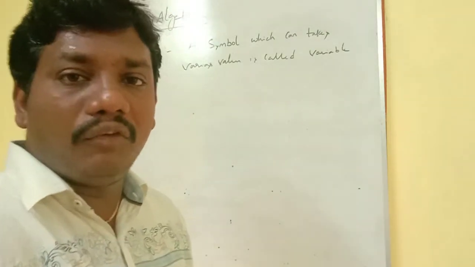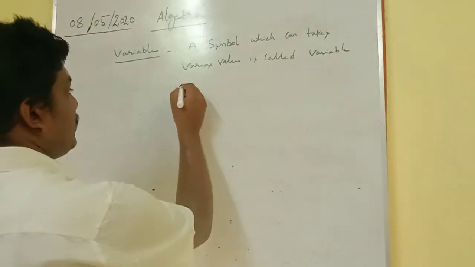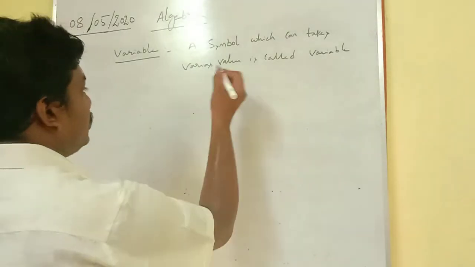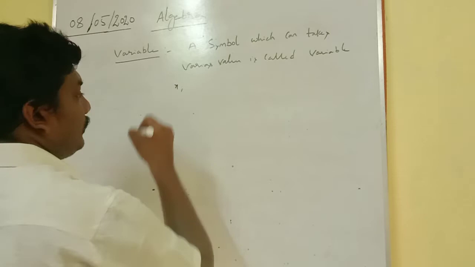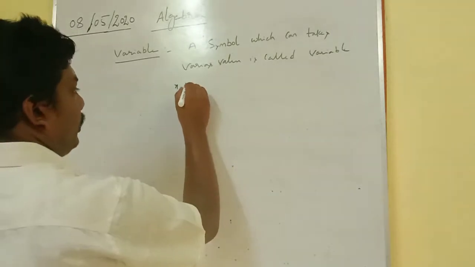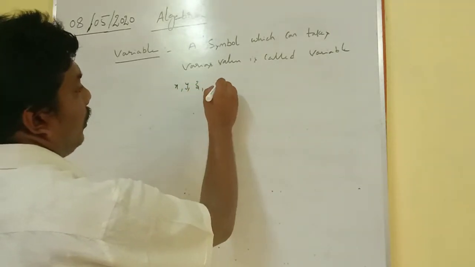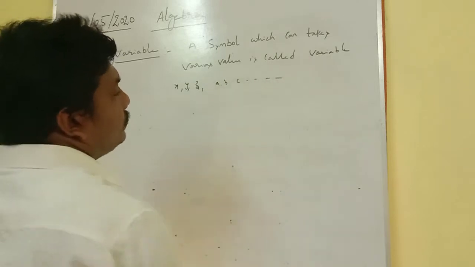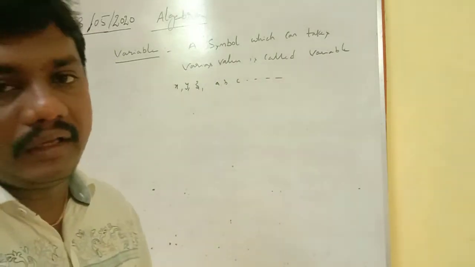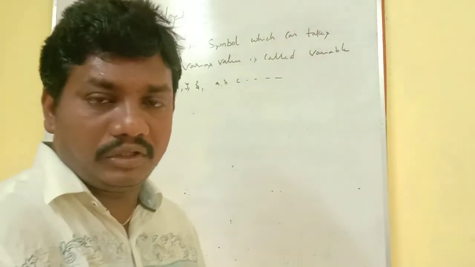Most generally we are going to use the variable x, or the variable y, variable z, or a, b, c, and so on. So these are the variables we can see. Now you understand my point.